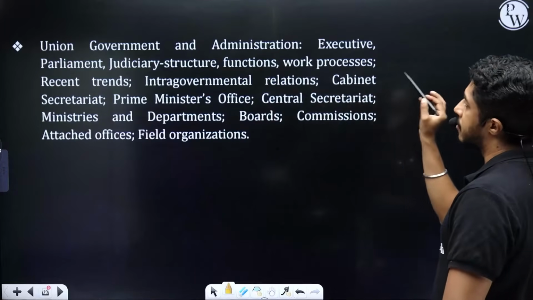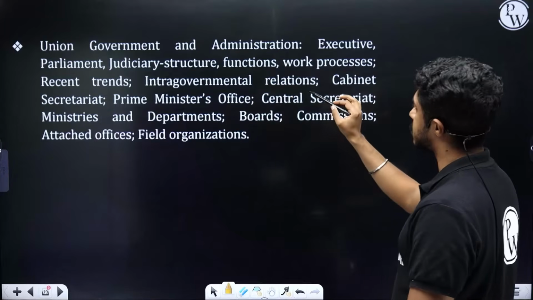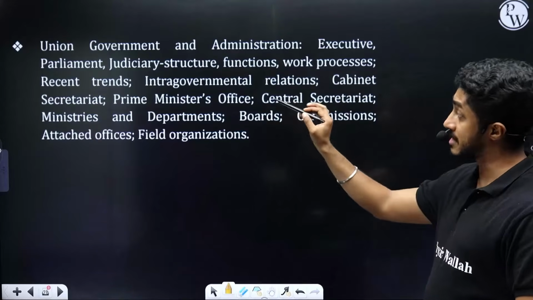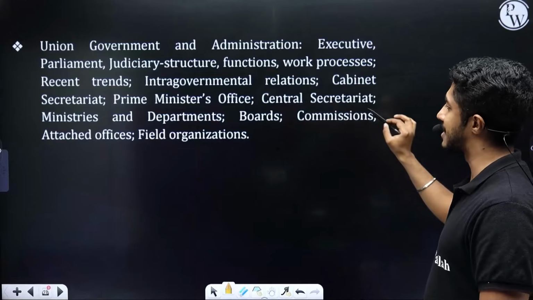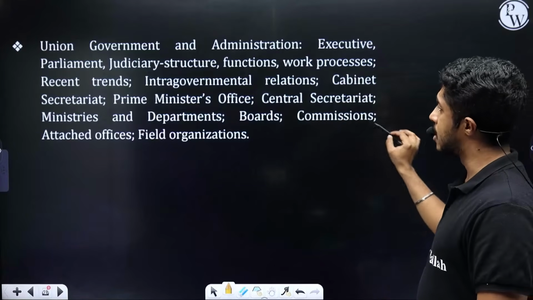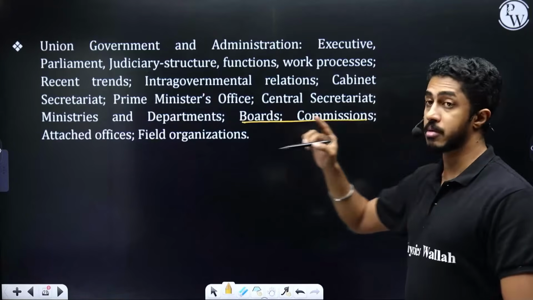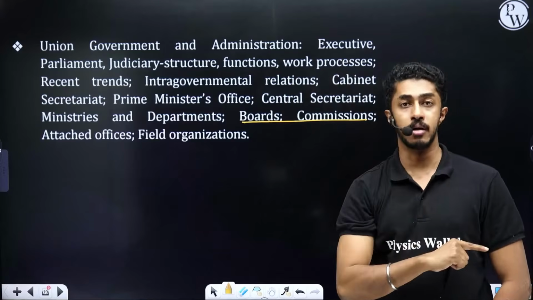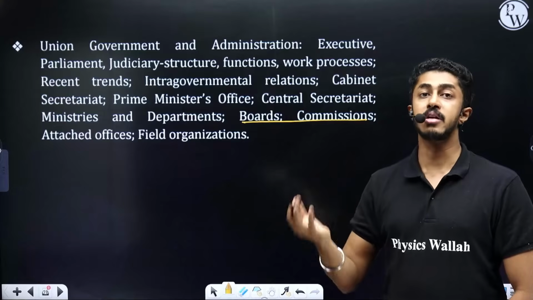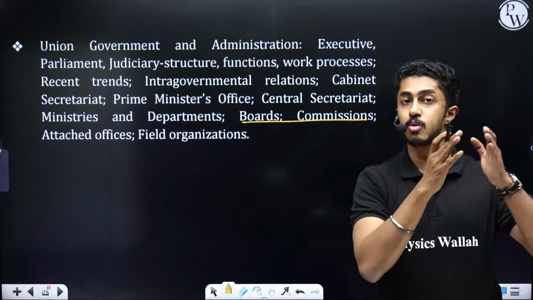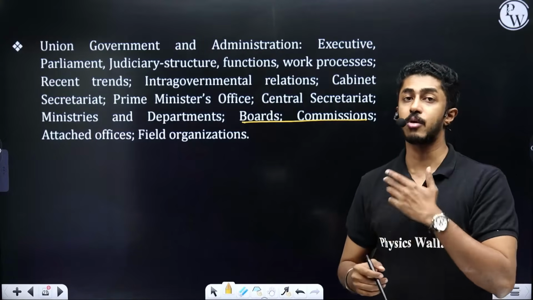Union government and administration: executive, parliament, judiciary, structure, function, work processes, recent trends, intra-governmental relations, Cabinet Secretariat, PMO's office, Central Secretariat, ministries and departments, boards, commissions. If you remember, this was also there in paper 1. Attached offices, field organizations. It is the same thing again, but with a different perspective. There they had focused mostly on the structure. Here it is about the application.